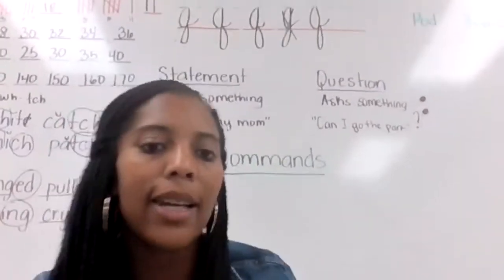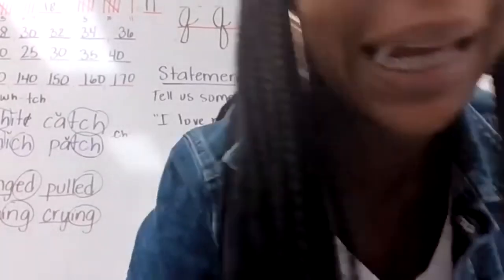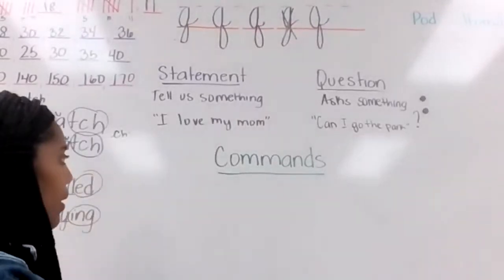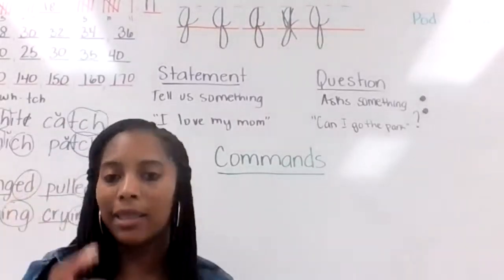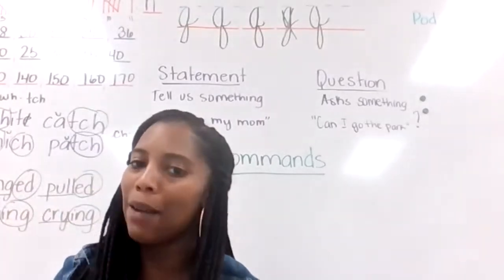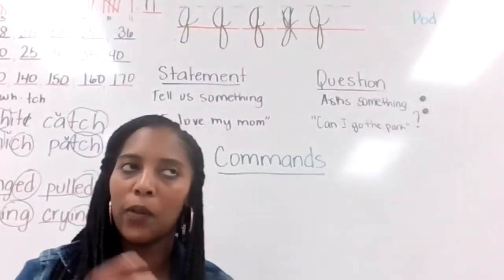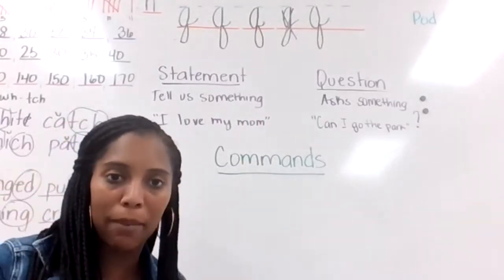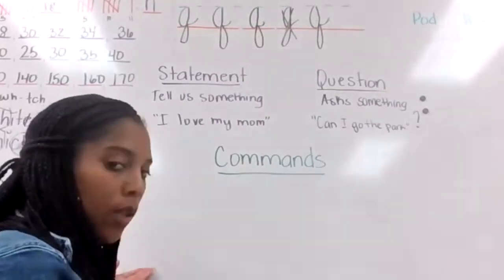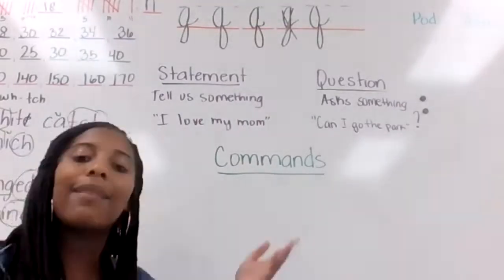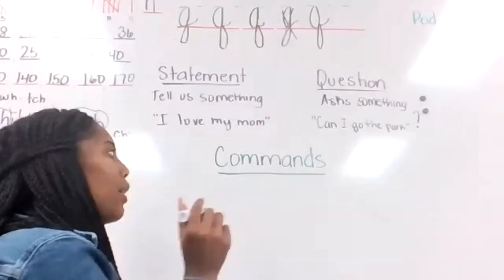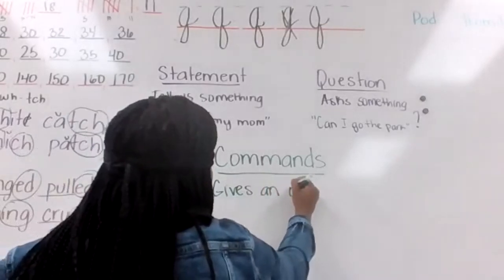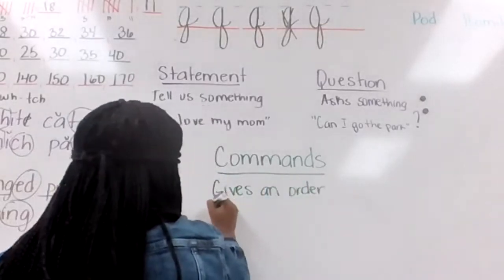So today we're going to learn our next type of sentence, which is called a command sentence, okay? So a command sentence is a type of sentence. What's important is it's similar to statements, but you're going to have to read it to know which kind it is, if it's a statement or a command. A command does something specifically. That's what makes it different from statements, okay? So commands will start with a capital letter, and they will end with a period. But what a command sentence does is it gives an order, meaning it tells you to do something.